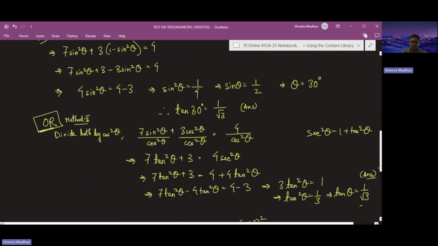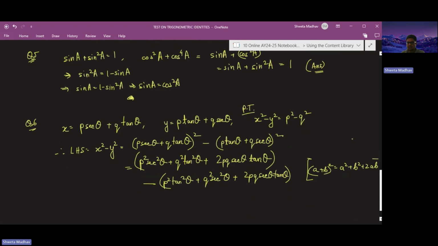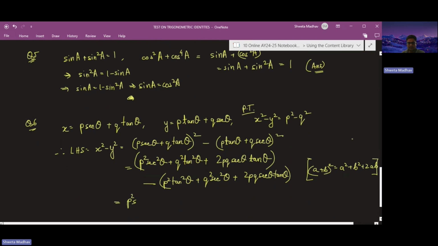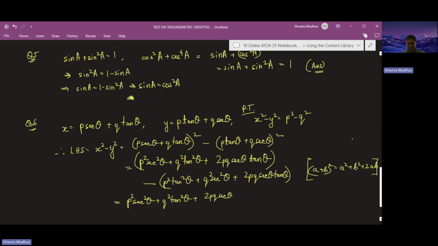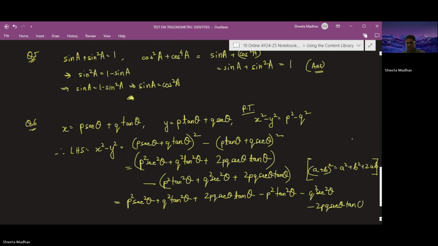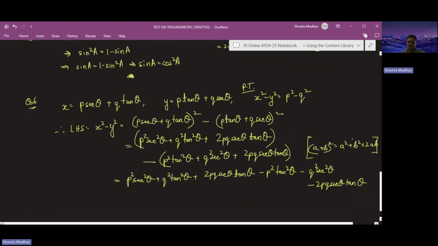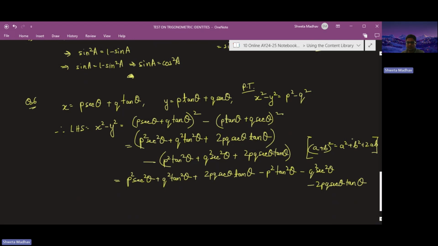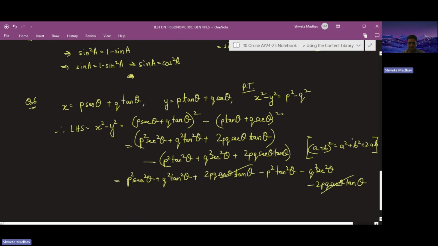And then this will be equal to p square secant square theta plus q square tan square theta plus 2pq sec theta tan theta, then minus it is p square tan square theta minus q square secant square theta minus 2pq sec theta tan theta. Now this term will get cancelled since we have plus 2pq sec theta tan theta and minus 2pq sec theta tan theta. These two will get cancelled.